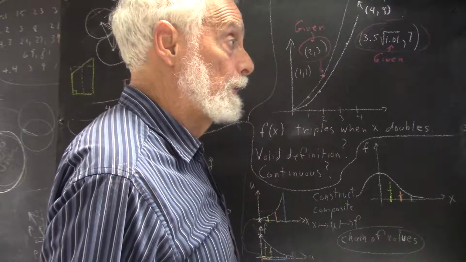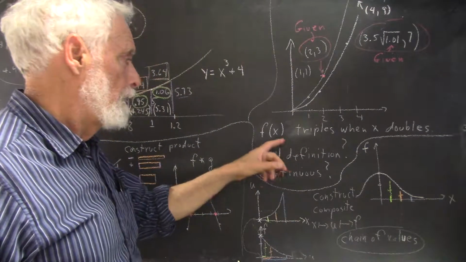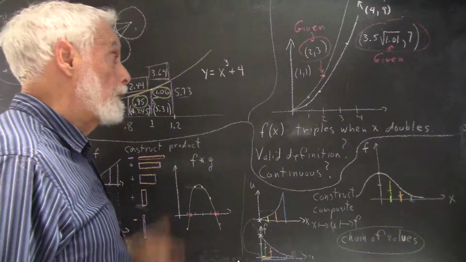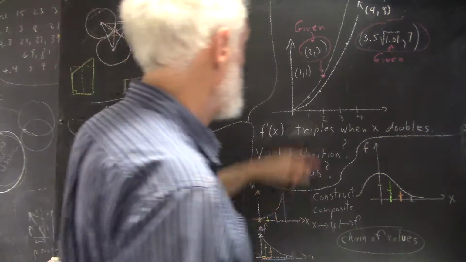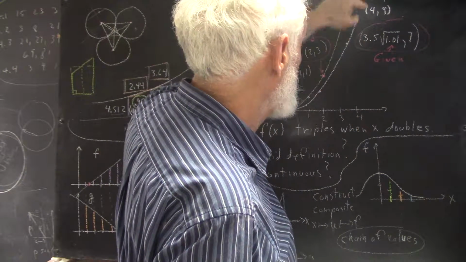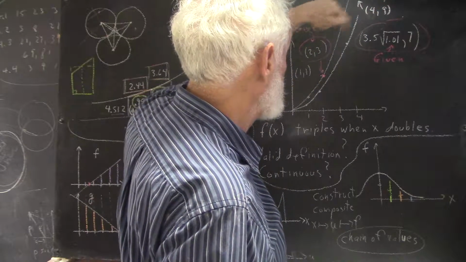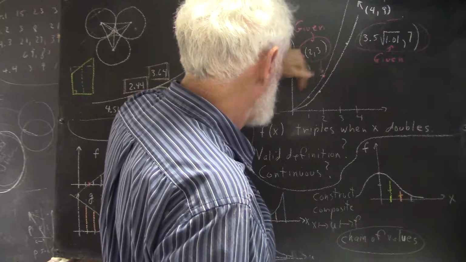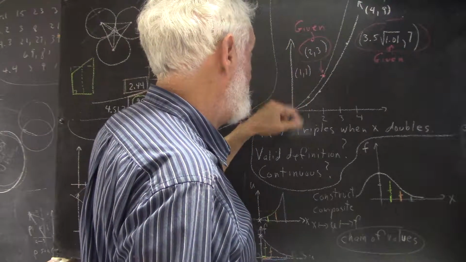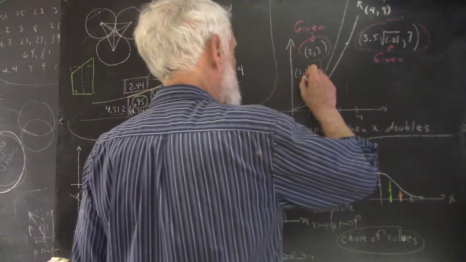given these two points, we can construct a function with the rule that f of x triples when x doubles. Okay, so how do we do that? Well, starting from (2, 3), we let x double, so we go up to 4, and we get the point (4, 9), because x has doubled and y is going to triple. And we could also come back this way and cut x in half. We get the point (1, 1). Okay? Those aren't given points. Those are points that we will have constructed.